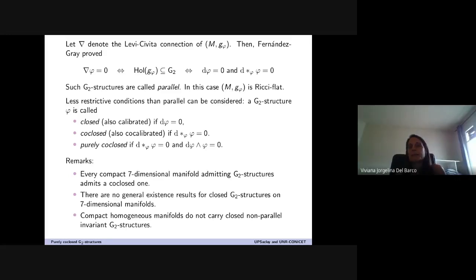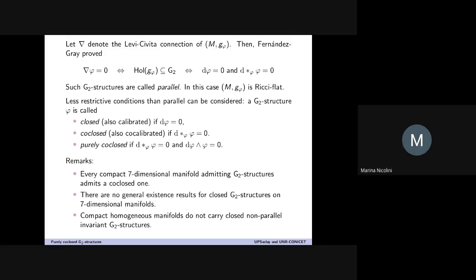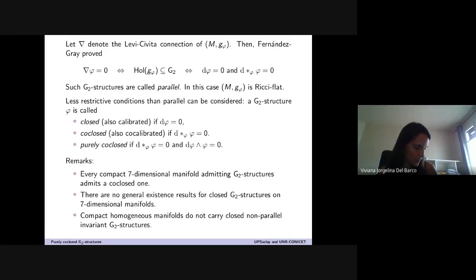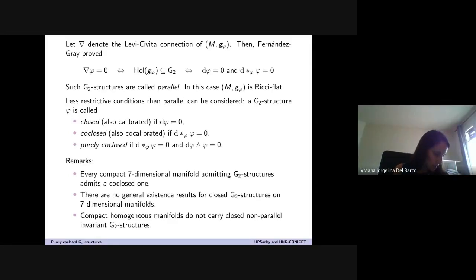Sorry, Viviana? Yes. This purely coclosed, in terms of the torsion forms, I don't remember. It means that tau 0 or tau 1 is 0? No, it's tau 3, I guess. Well, it only has one element of the torsion. I'm not very familiar with it. Well, shouldn't it have tau 3 non-zero? It's tau 0 equal to 0. Sorry. Tau 0, okay, thank you. And also tau 2, right? Yeah. I think tau 3 would be the only non-zero component. Yeah, maybe. Tau 3 is the only non-zero component.